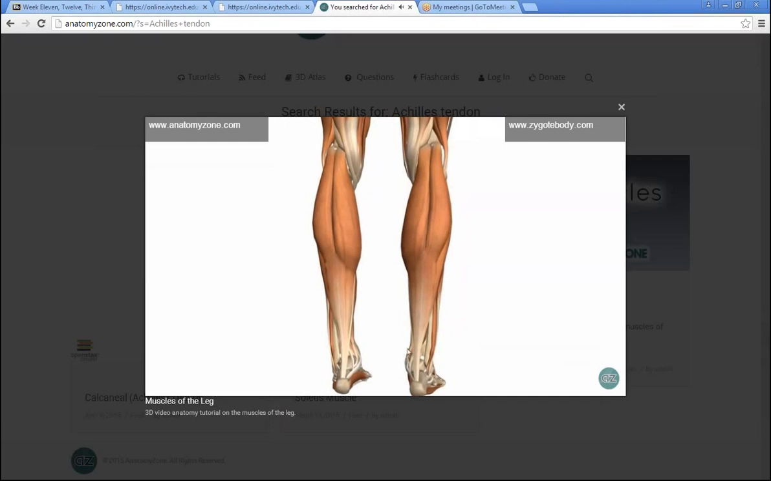So obviously we're looking at the most superficial muscle here, and this is called the gastrocnemius muscle. So this muscle has 2 heads. It's got a medial head here and a lateral head. And this muscle inserts onto the femur on the medial and lateral condyles. So the medial head inserts onto the medial condyle and the lateral head inserts onto the lateral condyle. So I'll just show you that in a bit more detail.